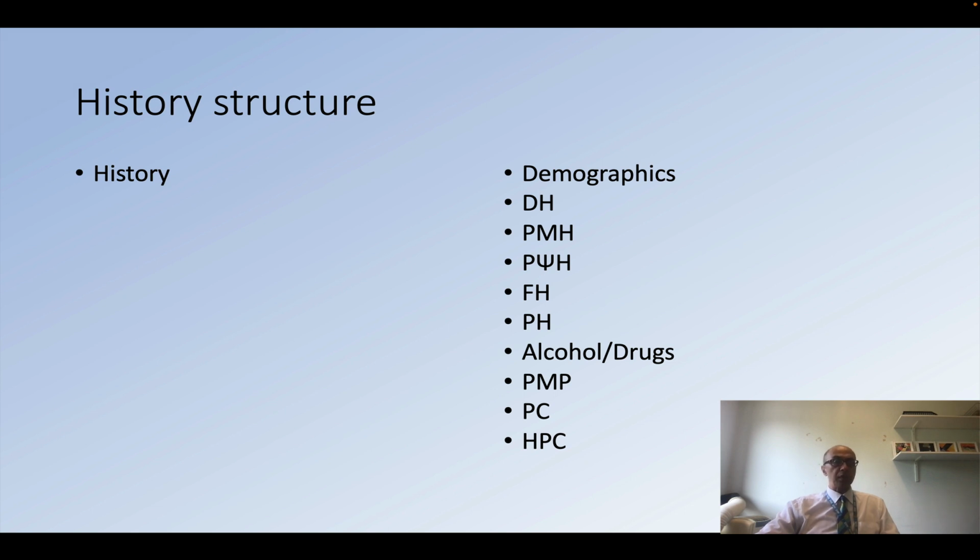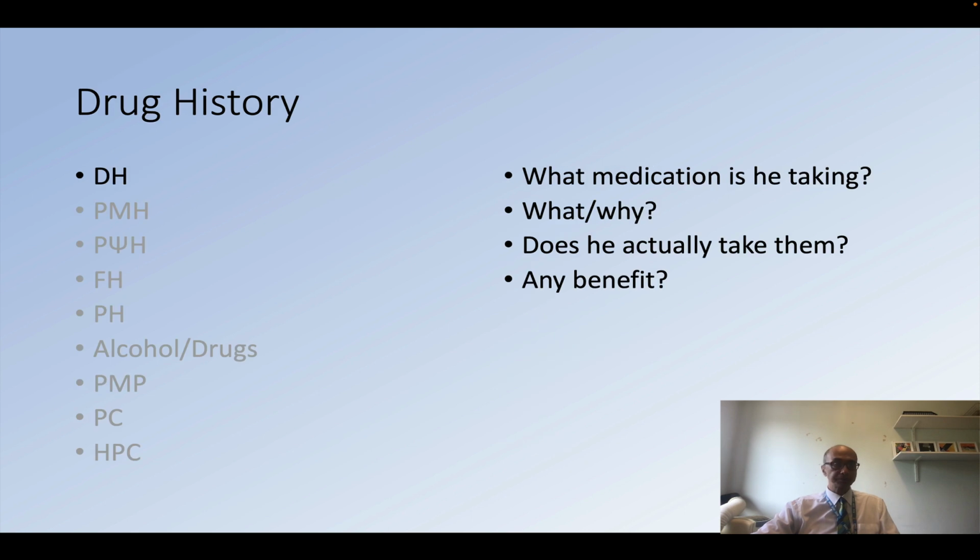Very importantly, demographics need to be considered first. When you're presenting a case, the first thing you should say is, this is Dave. He's a 40-year-old married man who is recently separated, living alone, and is currently in full-time employment. So that needs to come out first.